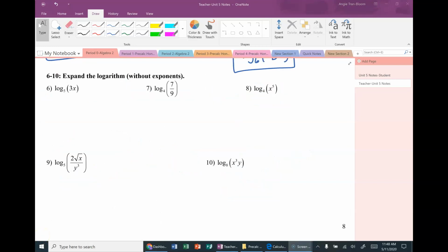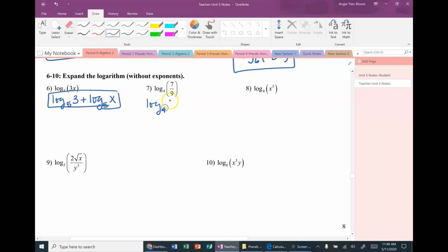Examples 6 to 10. Expand the logarithm without any exponent. So now we're going to go backwards. Now they're giving us 1 log. Our job is to expand as much as possible. So now we have log base 5 of 3 times x. When you say 3 times x, it tells me that we're going to be doing an addition. So now we have log base 5 of 3 plus log base 5 of x, and that is as far as we can go. Number 7, log base 4 of 7 divided by 9.